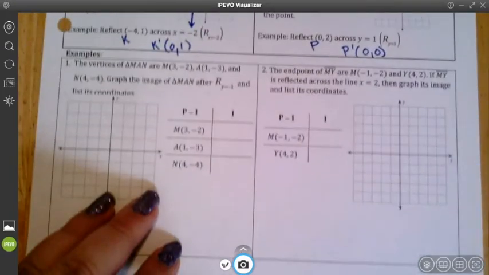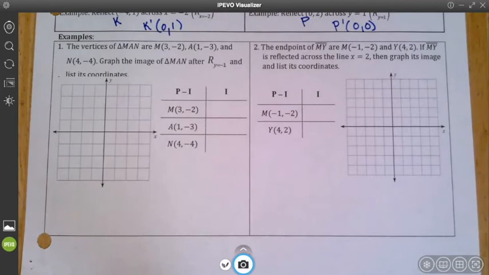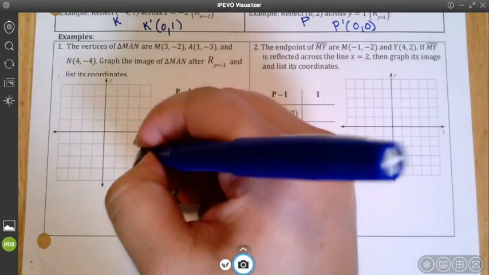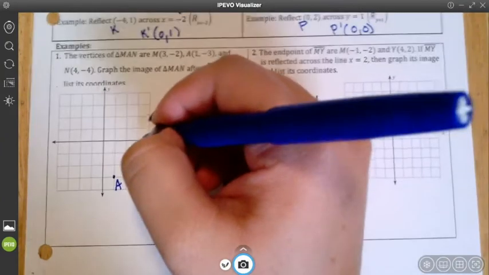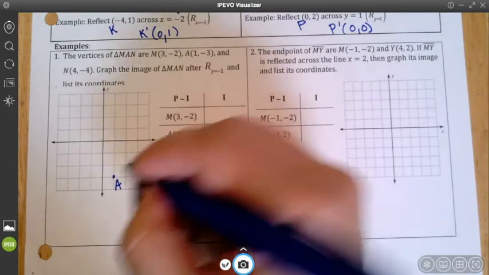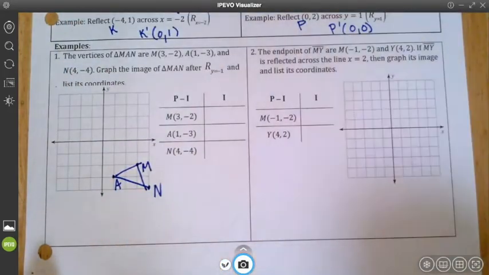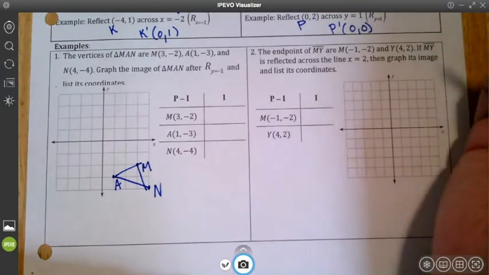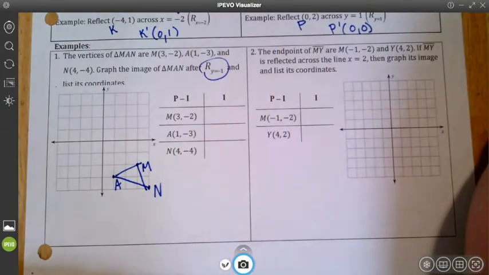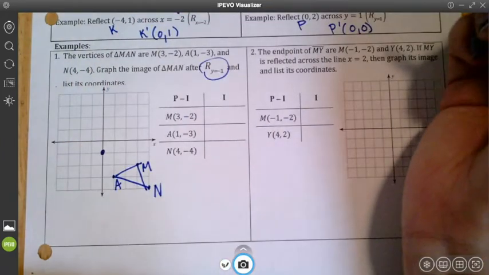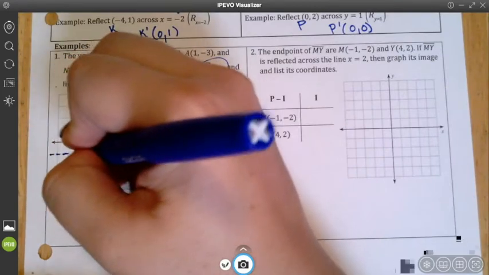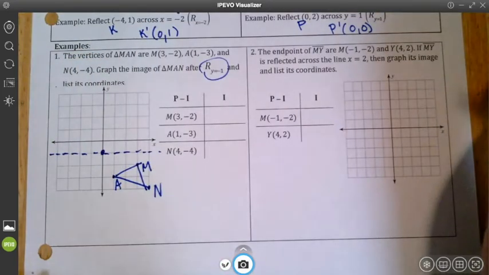A few more examples here. The vertices of triangle MAN are (3, -2), (1, -3), and (4, -4). Graph the image of triangle MAN after reflecting across y equals negative 1 and list its coordinates. Well, where's the line y equals negative 1? First, I find the point where y equals negative 1, and then I'm going to draw my line. I'll draw it dashed so that we can tell it's a mirror.